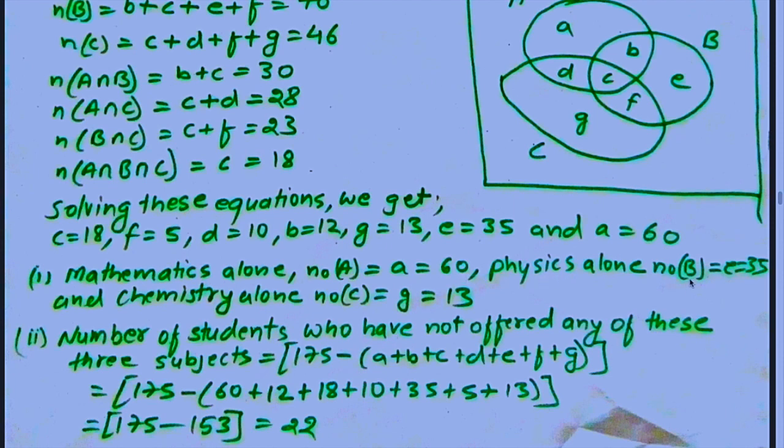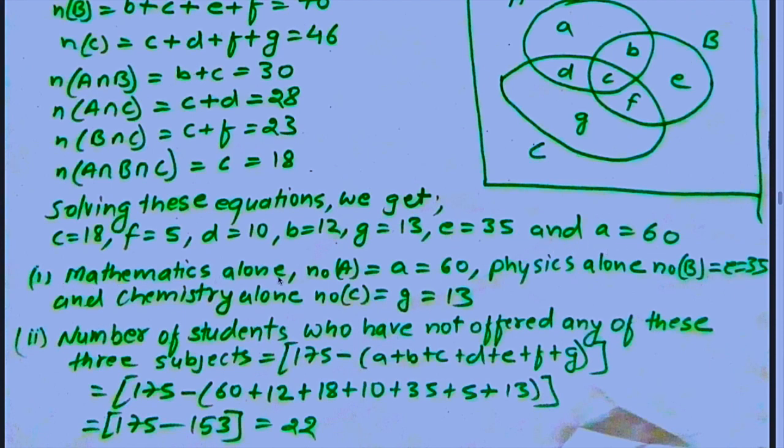Physics alone is E, which equals 35. Chemistry alone is G, which is 13. Now, for the number of students who have not offered any of these three, solving the above equations we get C equal 18, F equal 5, D equal 10, B equal 12, G equal 13, E equal 35, A equal 60.